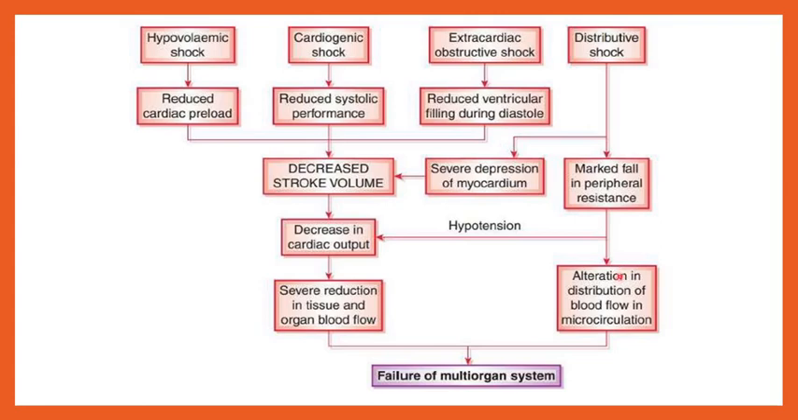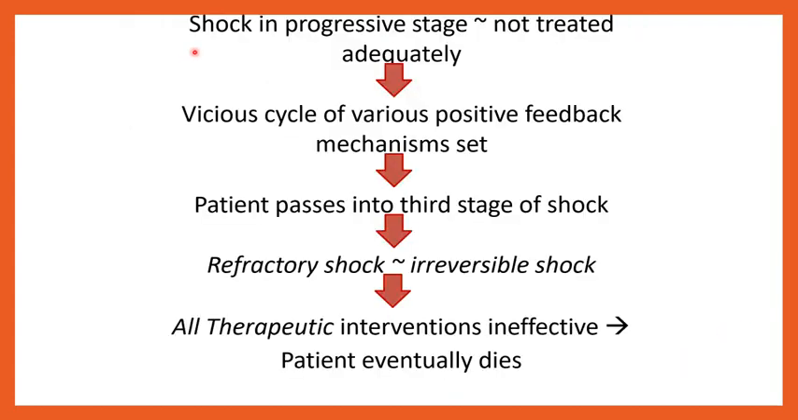And here, because of decreased peripheral resistance, there is alteration in the distribution of blood flow in the microcirculation, and both of these together lead to failure of the multi-organ system. So if any type of shock is present and left untreated, it will finally lead to failure of the multi-organ system, which is the third stage, the irreversible stage of shock. This is a flowchart of the irreversible or refractory stage of shock.